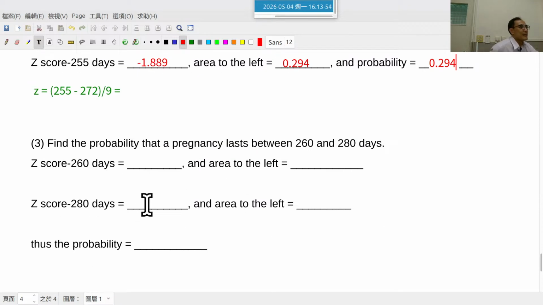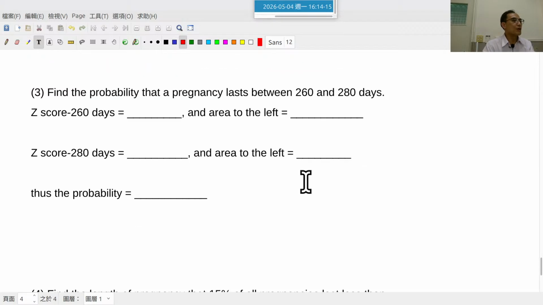Next question. Find the probability that pregnancy lasts between 260 and 280. First of all, we learned a similar question previously, right? Let me draw the question like this.